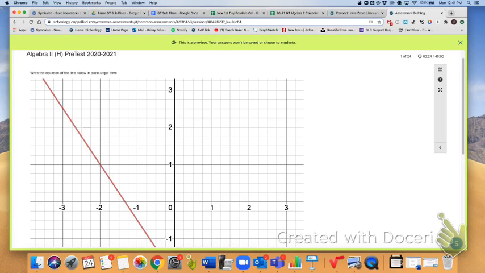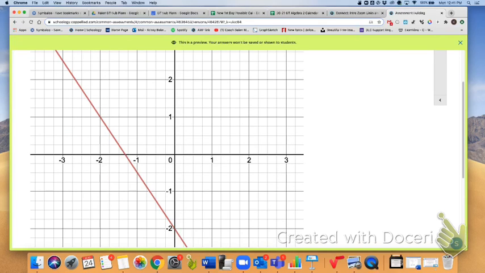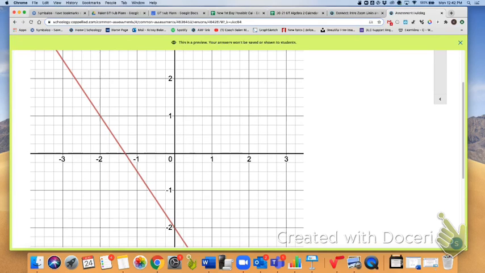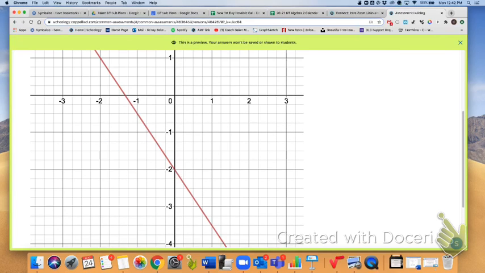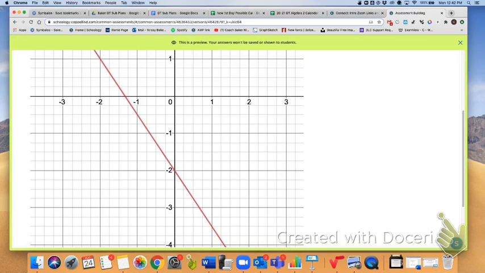Alright, so this first one on here, you were supposed to write the equation of the line in point-slope form, and I'll tell you right now, that's why the majority of you guys missed it. A lot of you guys had this equation correct in slope-intercept form, but point-slope form is something different. So point-slope form, if you don't remember, is y minus y1 equals m(x minus x1), where x1 and y1 are points on the graph. M is the slope.